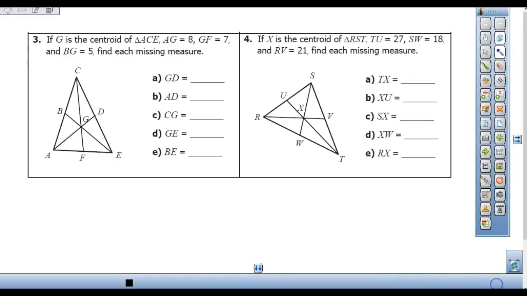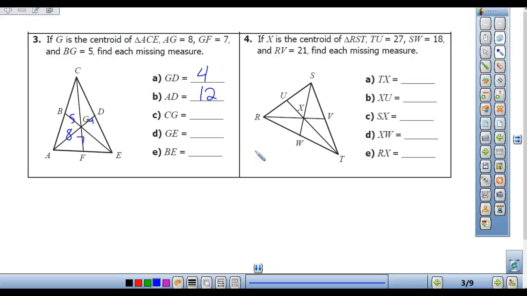So far so good, right? Now I have AG is 8, GF is 7, DG is 5. So GD has to be 4, half of that guy. It makes AD 12. Let's look at that. The whole thing is 12. What's 2/3 of 12? 8. What's 1/3 of 12? 4. See how that works?